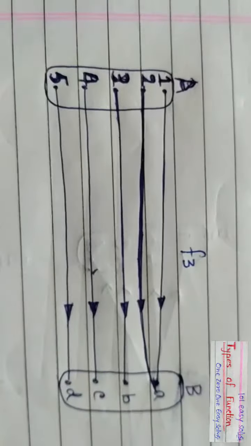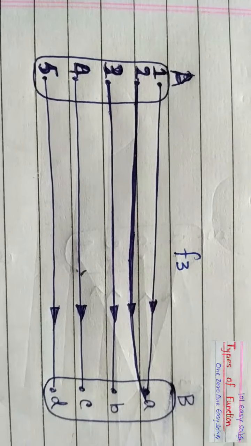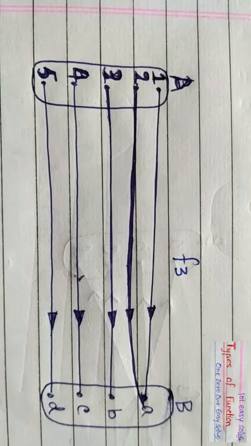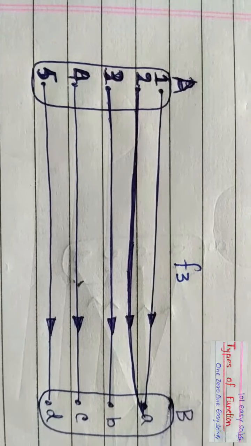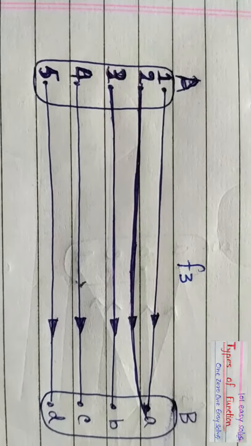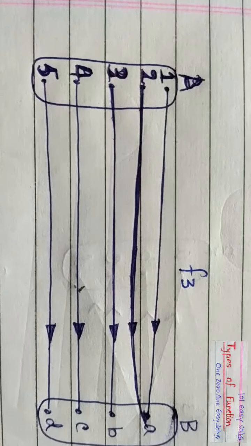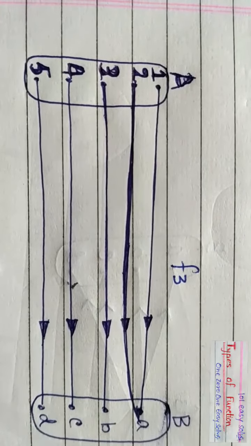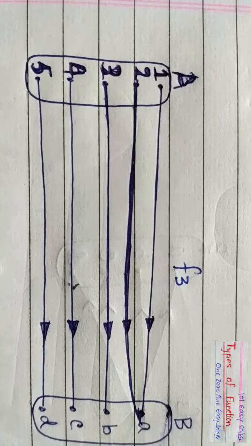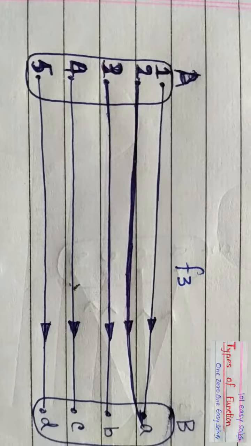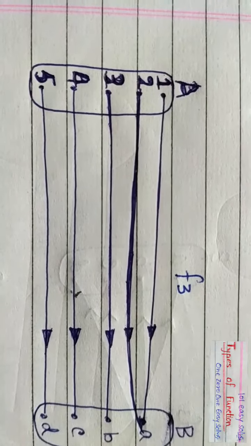Same thing here in function 3 also. So 1, 2, 3, 4, 5 are the members of set A, and a, b, c, d again are the members of set B. So 1 and 2 have the image a, the image of 3 is b, the image of 4 is c, the image of 5 is d. Again all the members of B, that is a, b, c, d, have been covered.